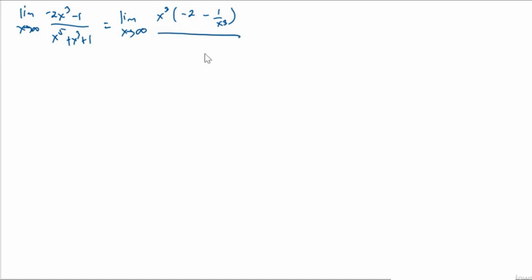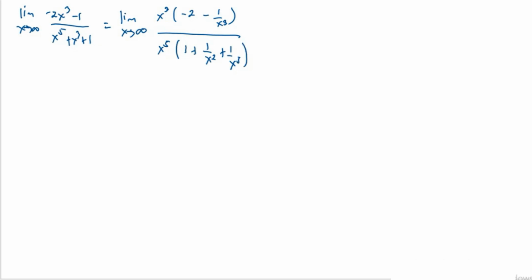While in the denominator, the highest power is 5. So therefore, we are going to divide the denominator by the highest power, which is now x to the fifth power. Now, x to the fifth power divided by x to the fifth power is equal to 1, plus x cubed divided by x to the fifth power is equal to 1 over x squared, and 1 divided by x to the fifth power is equal to 1 over x to the fifth power.